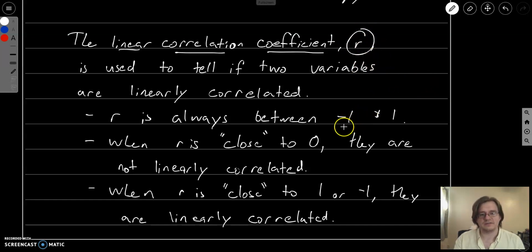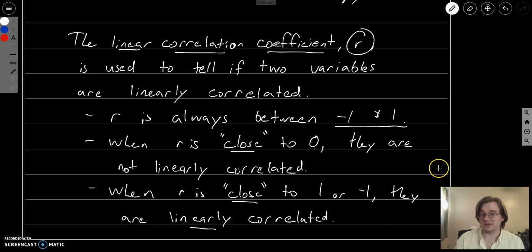So R can take values between -1 and 1. It could be something like 1/2, it could be something like -1/3, but it will always be between 1 and -1. And the idea is that the closer R is to 0, the less linearly correlated these numbers are. But when R is closer to 1 or to -1, the two extremes, we will say that the two variables are linearly correlated.